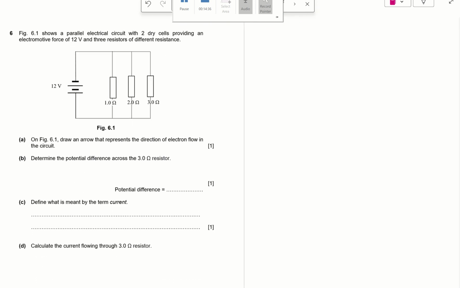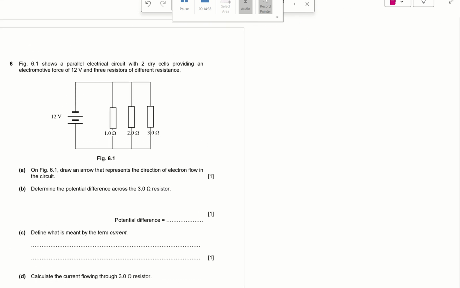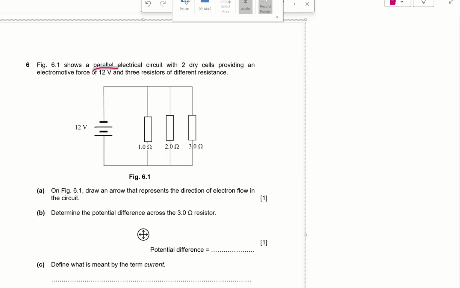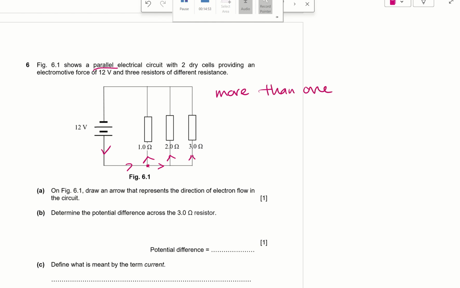Okay, question 6, it shows a parallel electrical circuit. If I don't tell you it's parallel, would you know it's parallel? Current comes out, comes to this point, they actually have a few paths, right? So more than one path, it is considered parallel.